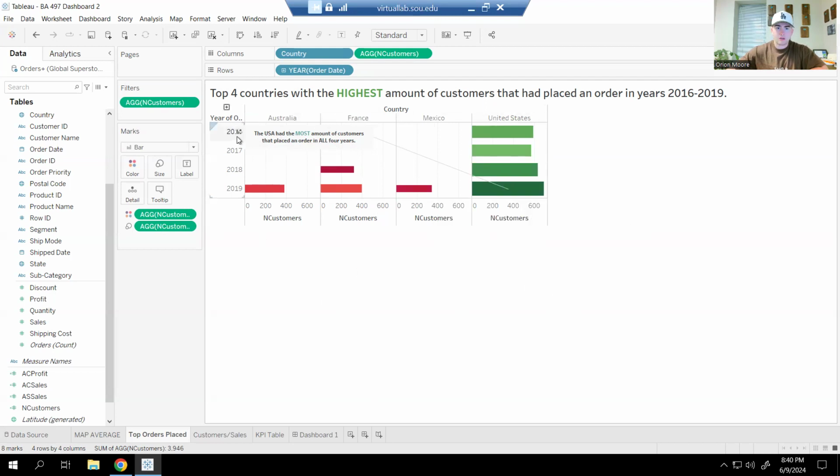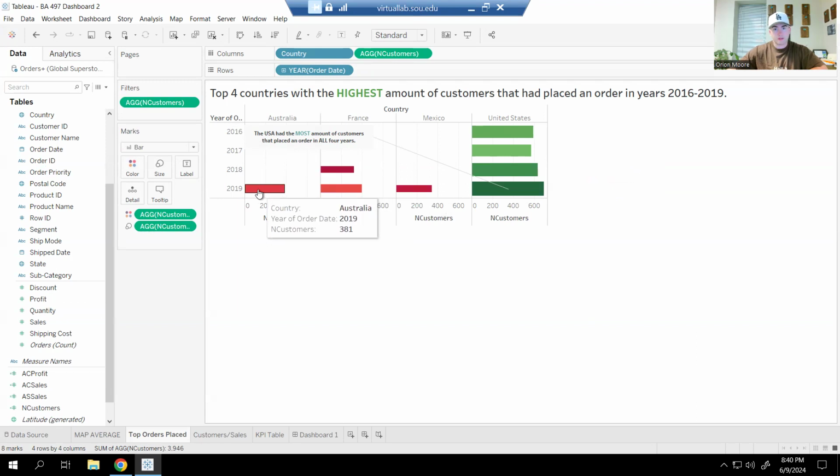Starting in 2016, Australia had 0, France 0, Mexico 0, United States, they had 595. Next, going to 2017, Australia had 0 customers placed orders. So did France, so did Mexico. United States, they had 573. And then right here is going to be 2018. Australia 0, France, they actually had 326. Mexico 0, United States, they had 637.